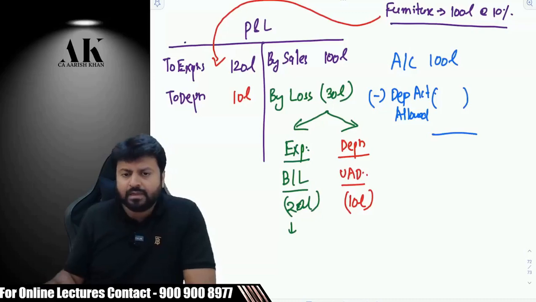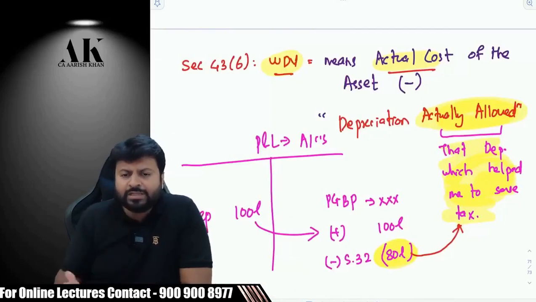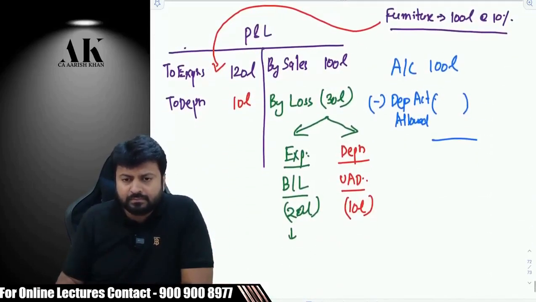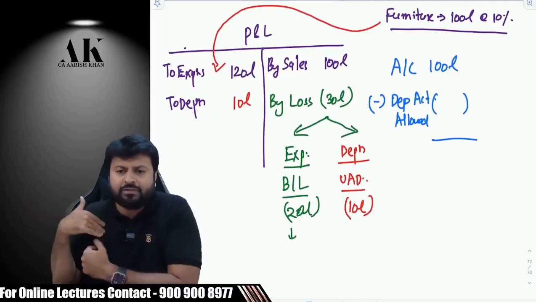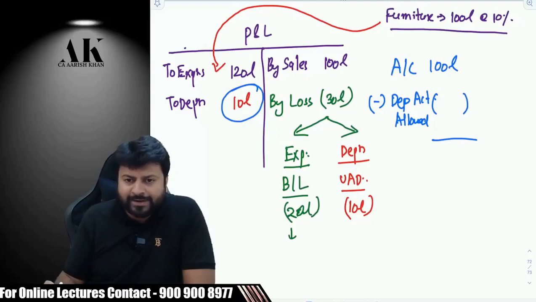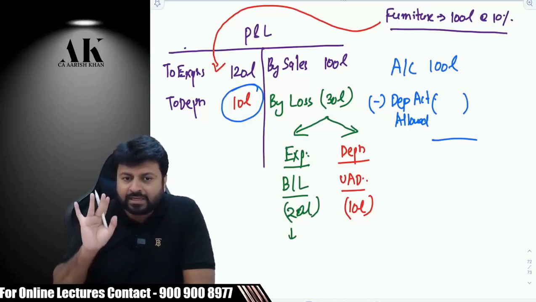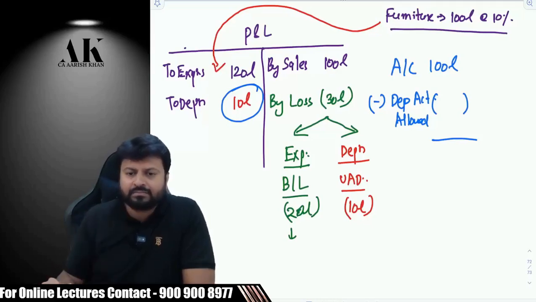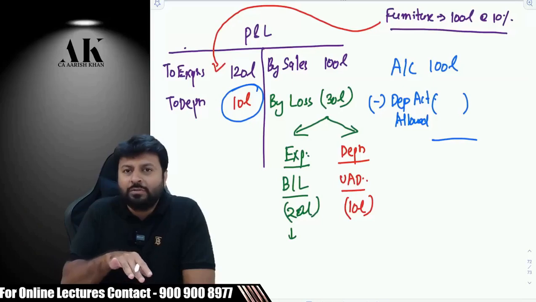Just wait. Now I have a question to you all. Actually allowed means what? That helped me to save tax. That is, which is allowed as a deduction for me so that I can take the tax benefit. Now this is 10 lakh rupees depreciation, right? This is the only depreciation in the current year in my example. Is this depreciation allowing me to save tax in the current year, no? Or will it be allowed in the future years? Future years. Because there is already a sufficient loss to make my profit negative.